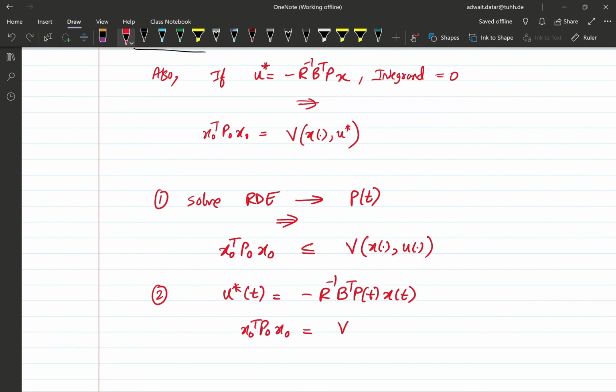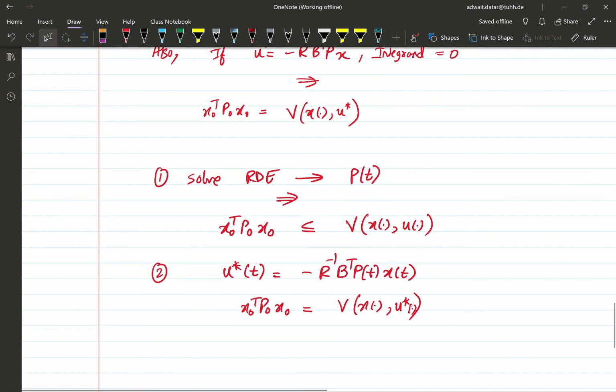Is equal to this one, and yeah, that is basically the solution to problem 4.4.